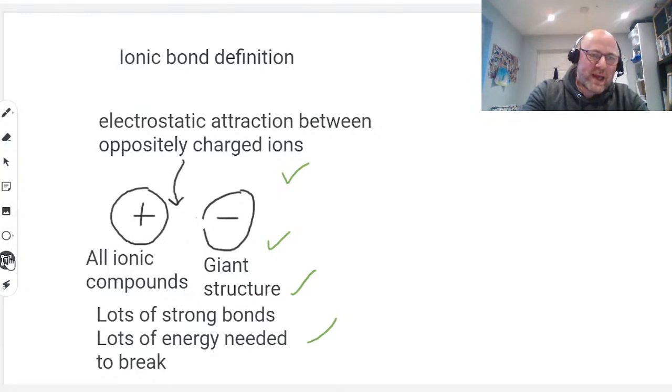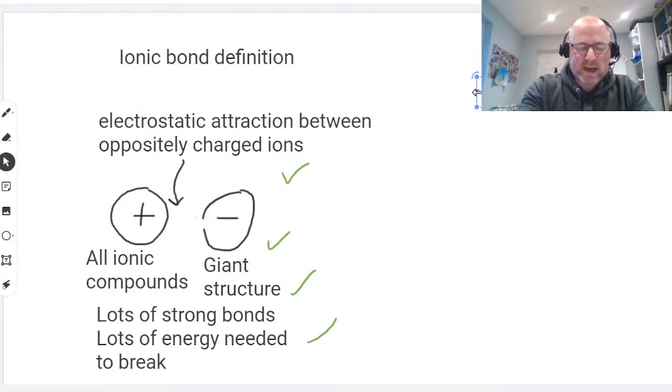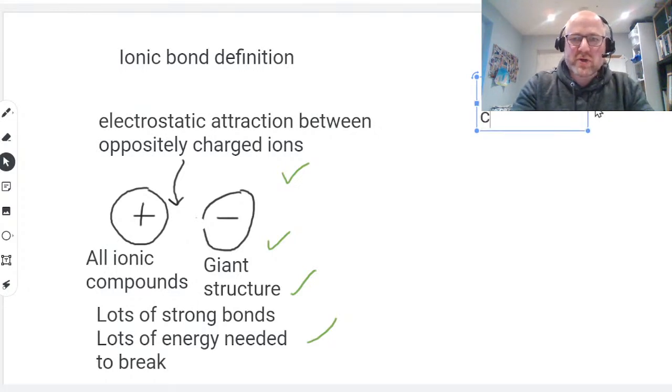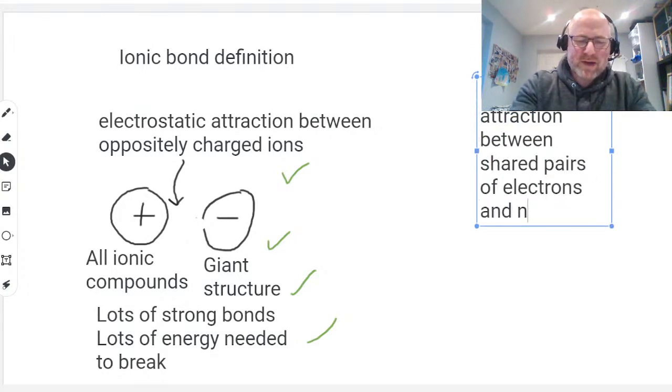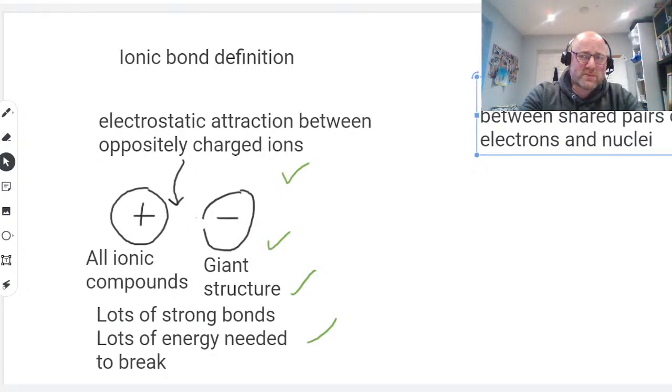Now, if you're looking at covalent, does anyone know the clue? How do you know if something is a covalent substance? We already did the definition of this. You guys came up with it. The covalent bond, you start it off the same, guys. They all start the same. Electrostatic attraction between shared pairs of electrons and nuclei. So it's the electrostatic attraction between shared pairs of electrons and nuclei. Notice the similarity. Both electrostatic attraction, but they're between two different things.